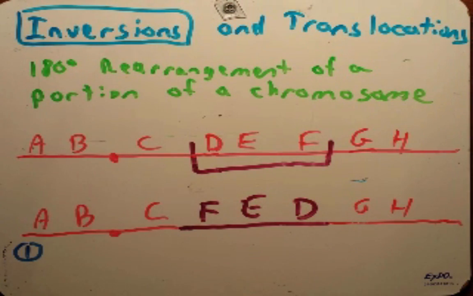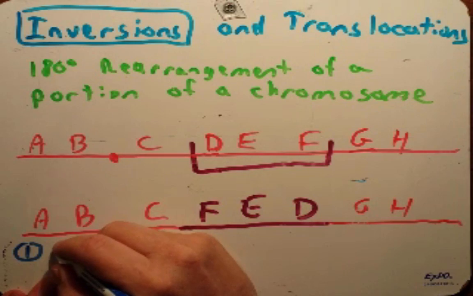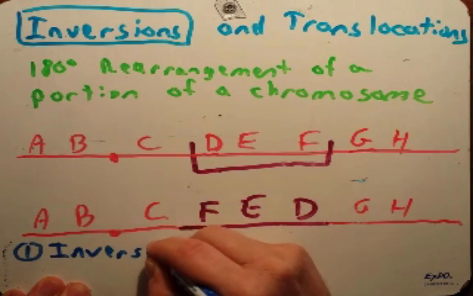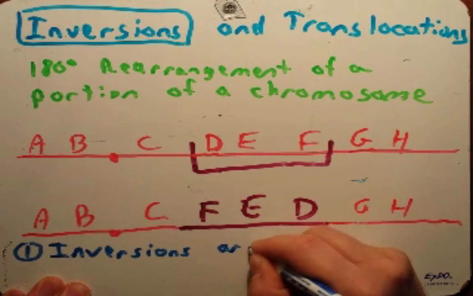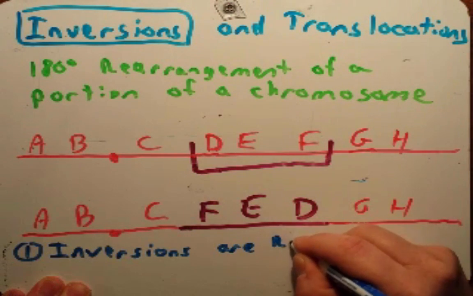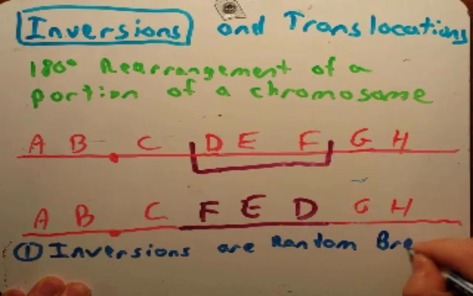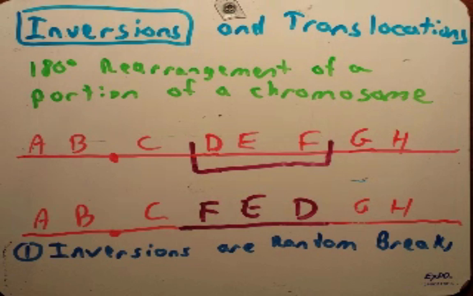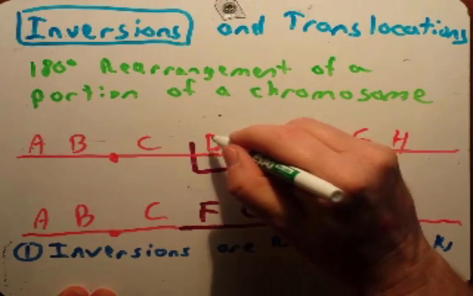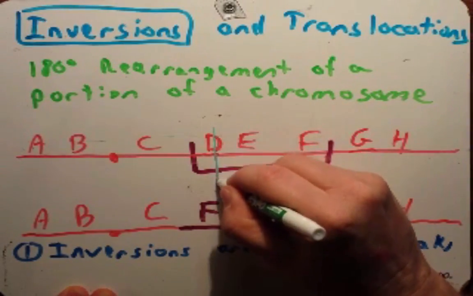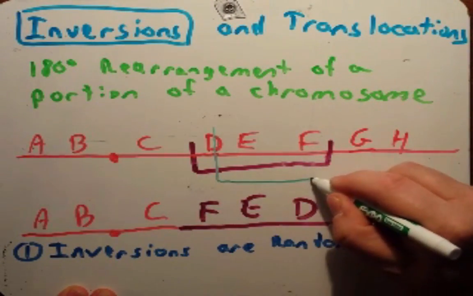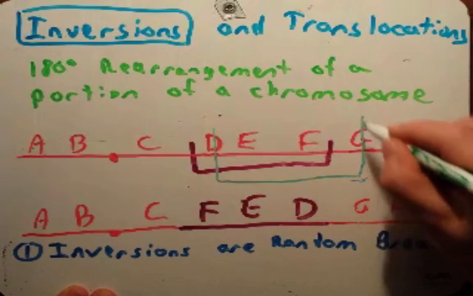The first is what I'm going to call random breaks. Where this chromosome breaks to cause the inversion is completely random. The way I drew it conveniently was on either side of the gene. But what if the break occurred here, right in the middle of gene D? Maybe it came all the way over here and in the middle of gene G.